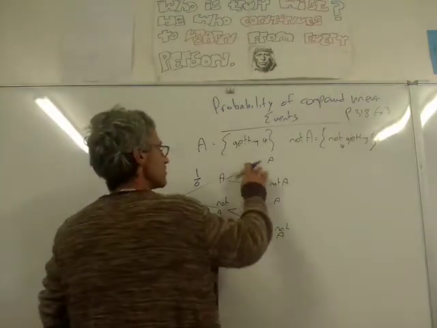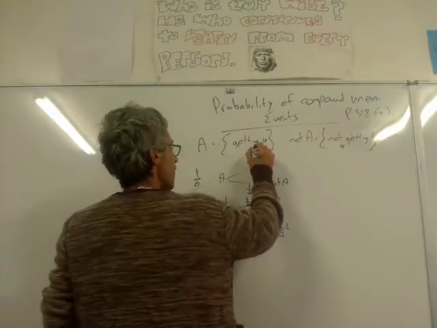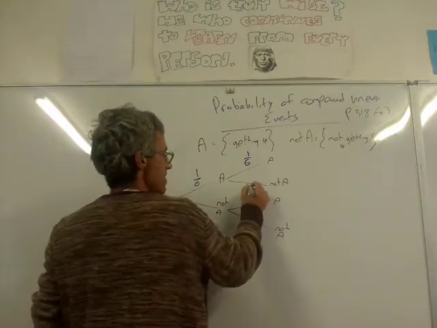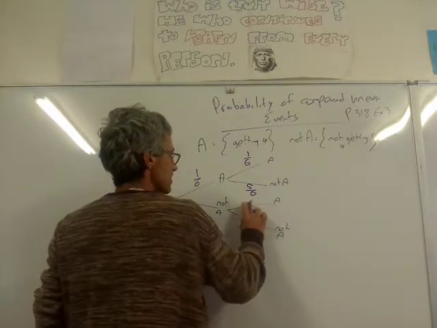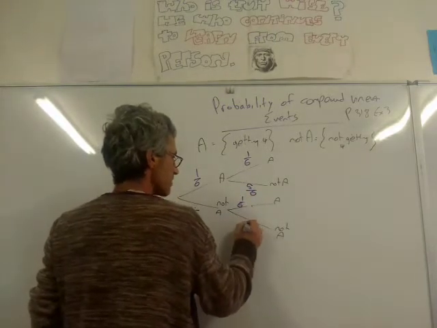And of course, we need to fix up these ones, right? The same thing? Yes, okay. So that will be 1 over 6. Probability of not getting an A is 5 over 6. Probability of getting an A here is 1 over 6. And the probability of getting here is 5 over 6.